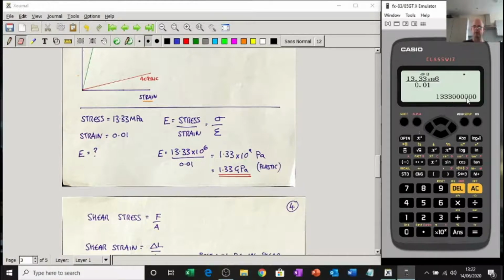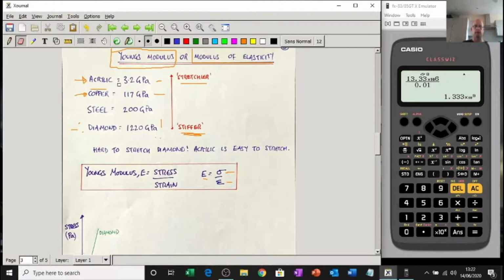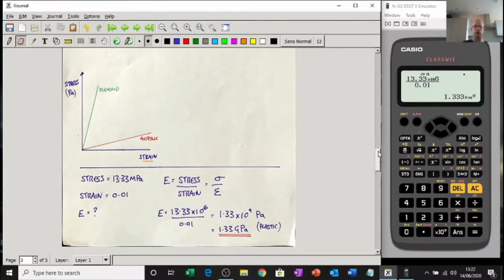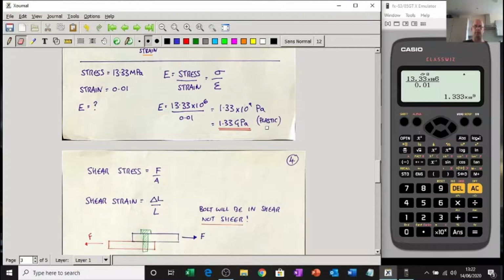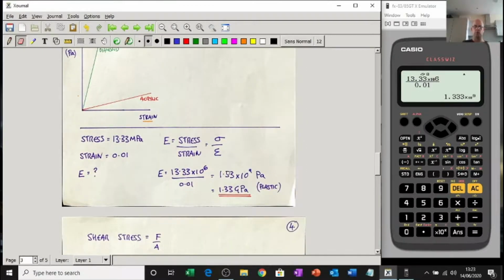You can write all that down, but you might forget a few noughts, so press ENG. 1.33 gigapascals, which is a plastic. You can look that up, and there's plastics below 3.2. So if you look up what material has got a Young's modulus of 1.33 gigapascals, it's ABS plastic, or that range. So you can look things like that up, so you can work out the Young's modulus and perhaps even identify what type of material it is by the number you get.